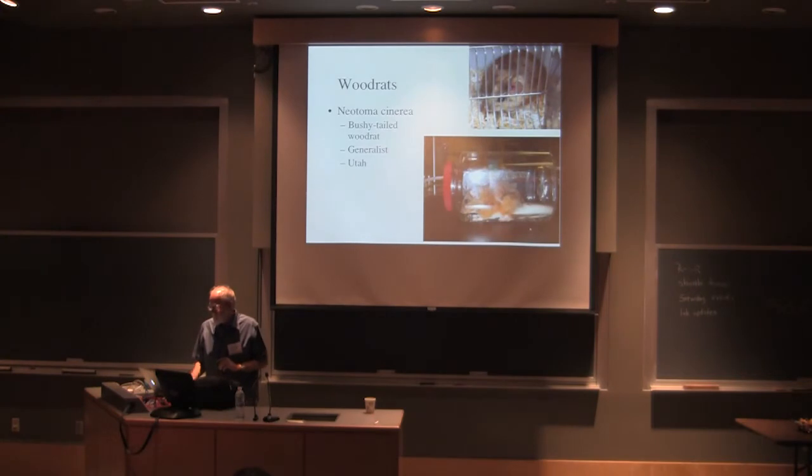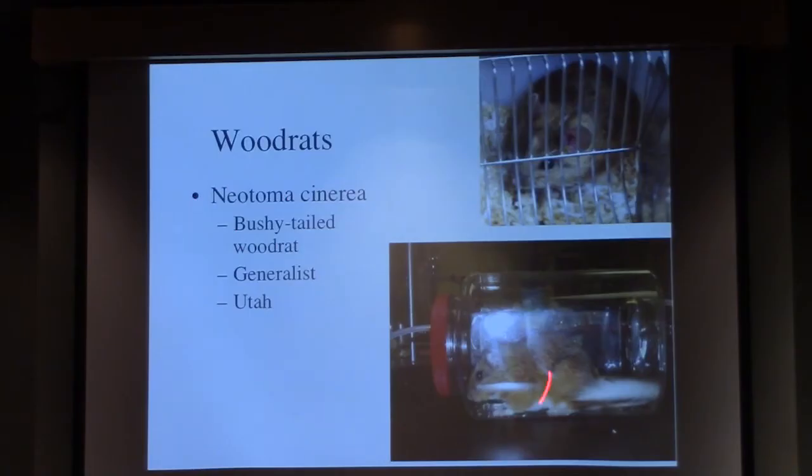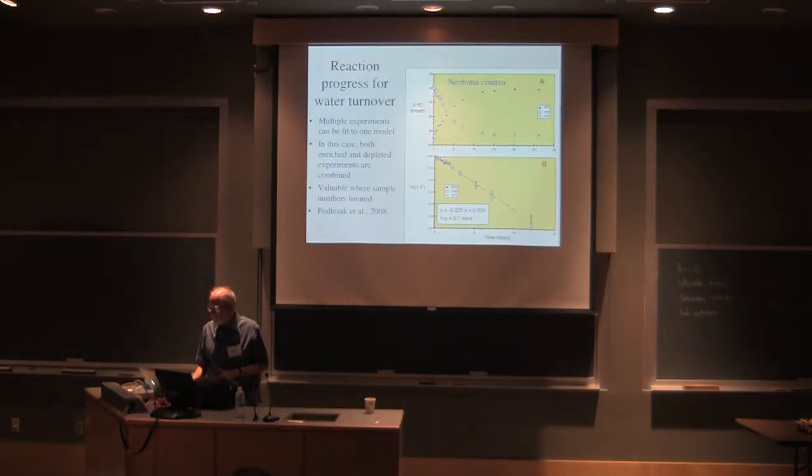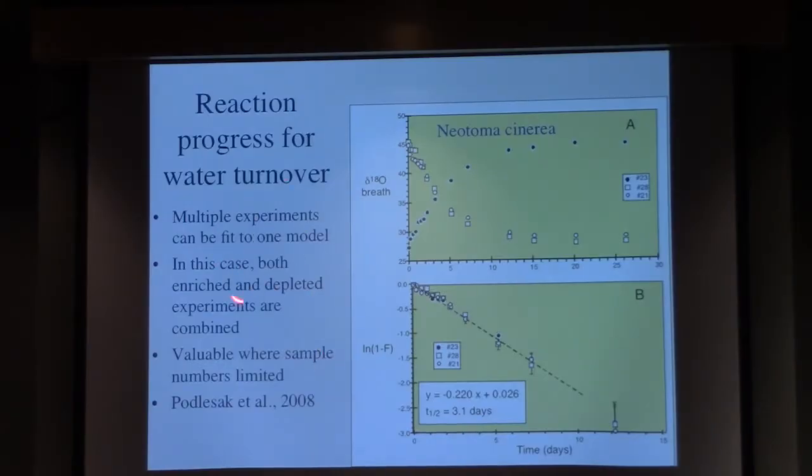Okay, wood rats. These wood rats, we would just put them in a jar for a couple of minutes and sample their breath. Okay, so there's an inflowing air and we have outflowing air, and we can use this to measure different things. What we are interested in is looking at, in this case, the delta O18 of the breath.